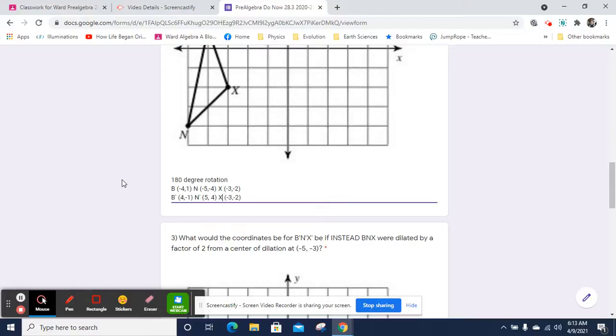My N prime becomes 5, 4. My X prime becomes 3, 2. All I did was change the signs of X and Y.